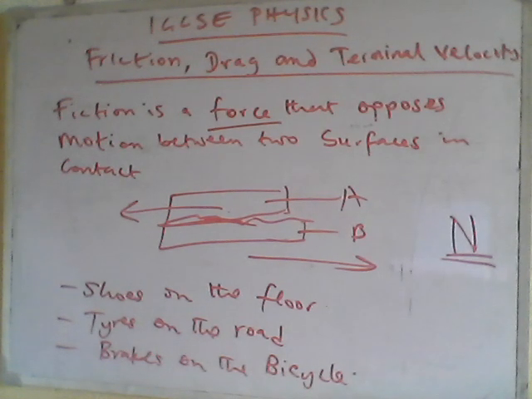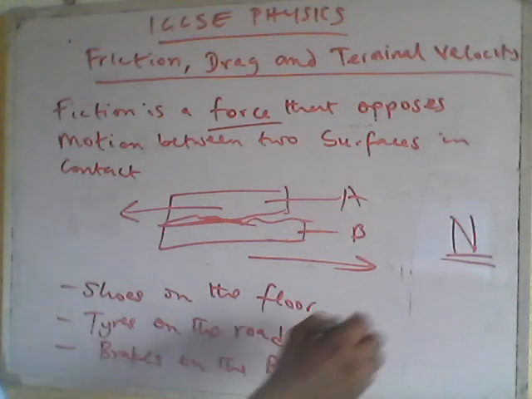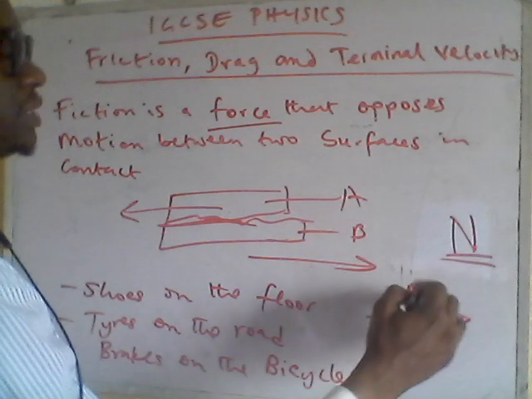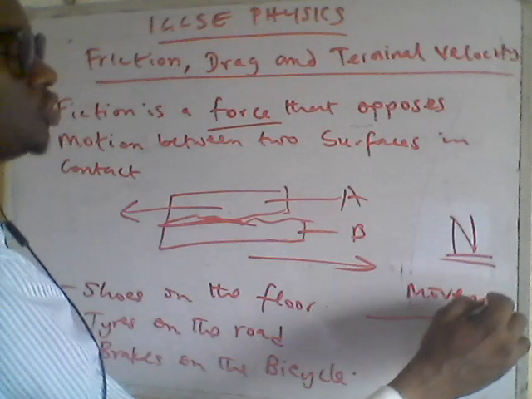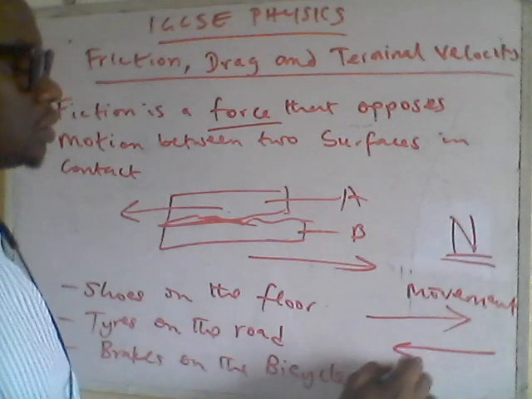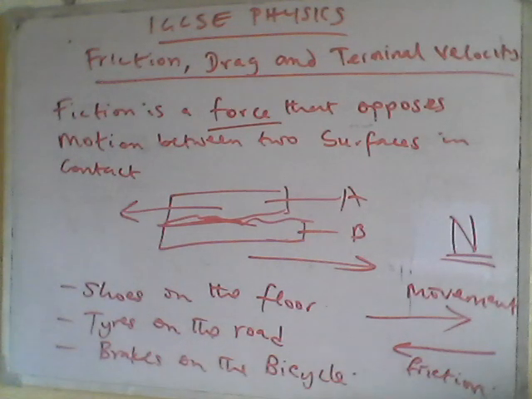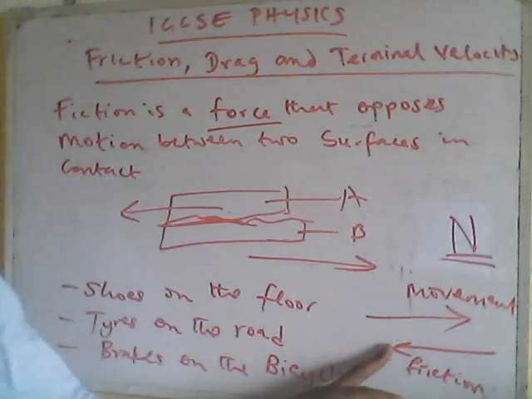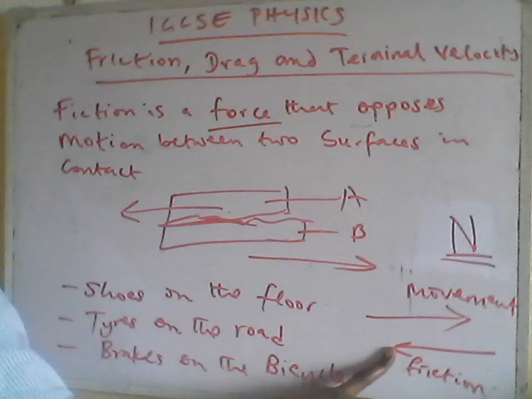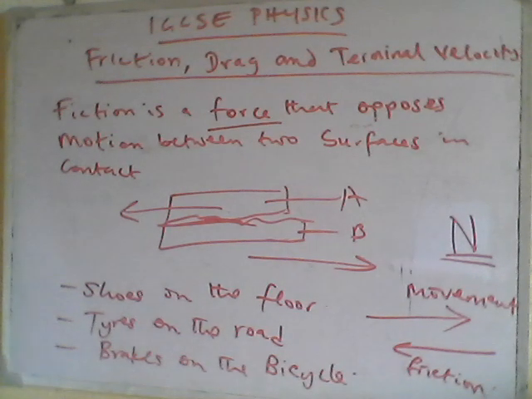So friction always acts in the opposite direction to movement. So if movement is going this way, friction will be going the other way. Okay, and even as friction is happening, the byproduct of friction is heat. So friction produces heat and eventually slows the object down.